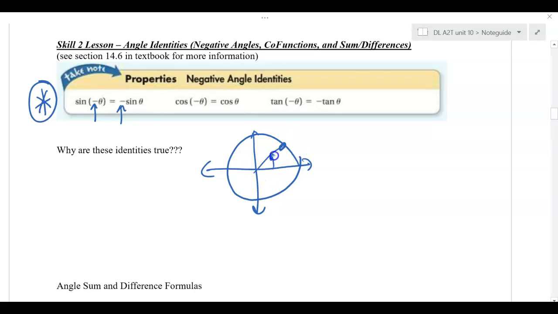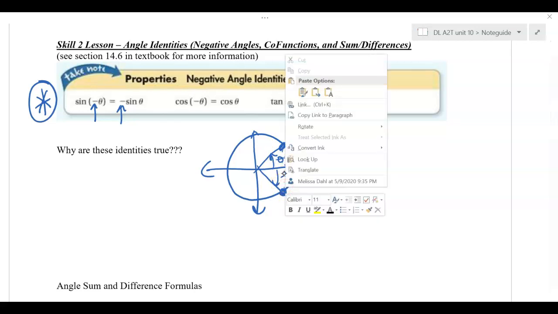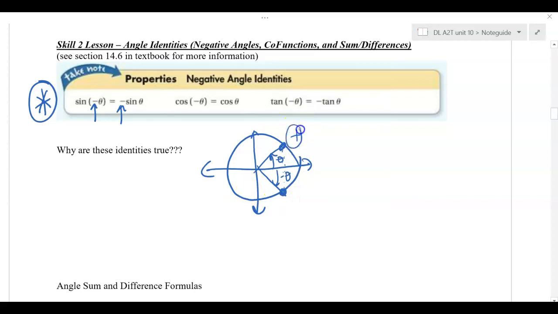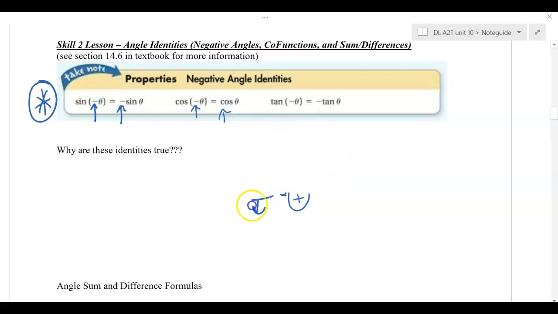When you look at cosine in that same situation, if this is my positive angle and this is the negative version of that angle, notice that because cosine is the x-coordinate, these would both have the exact same x-coordinate. This would have a positive x and so would this. So notice that when the angle is negative for cosine, it doesn't make any difference to the cosine function. It's the same as what it was before.